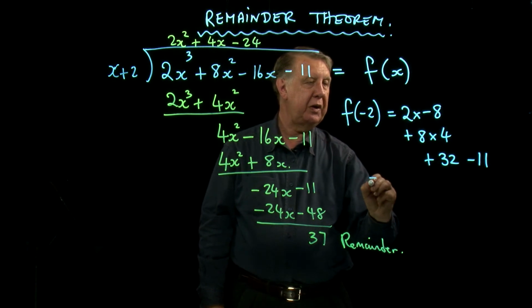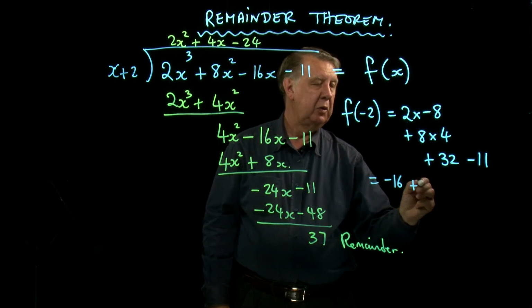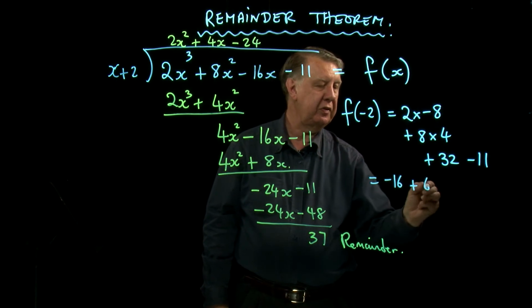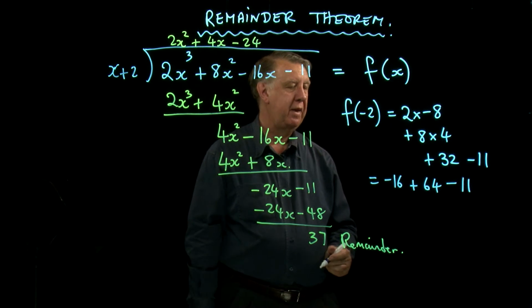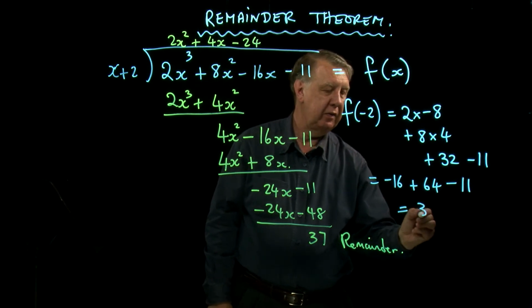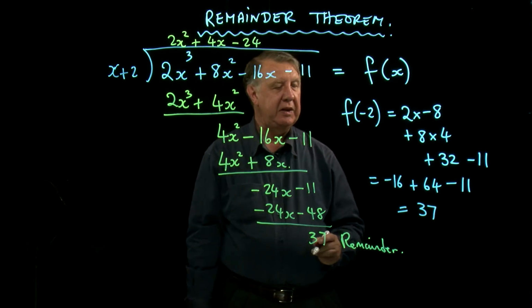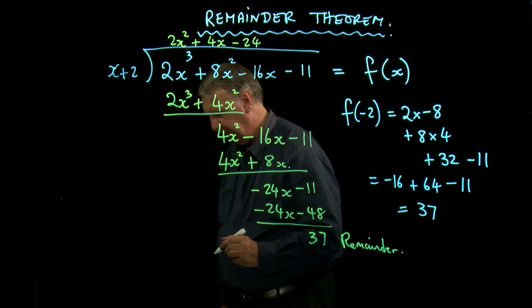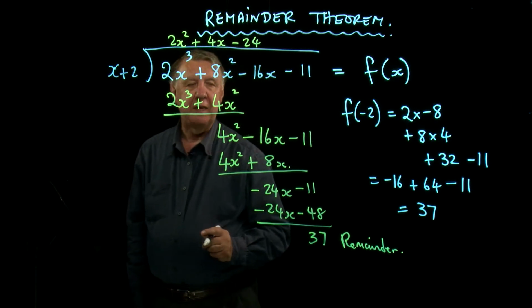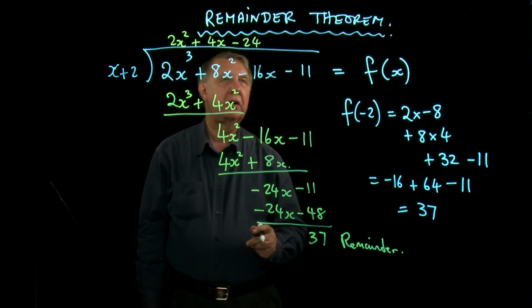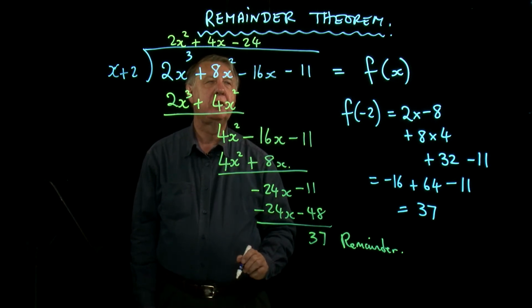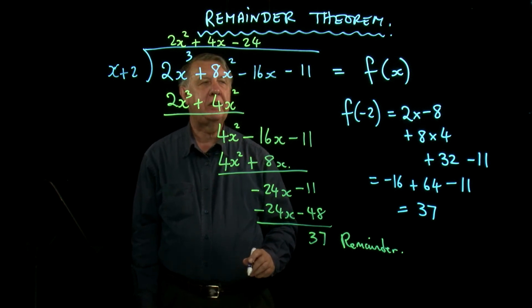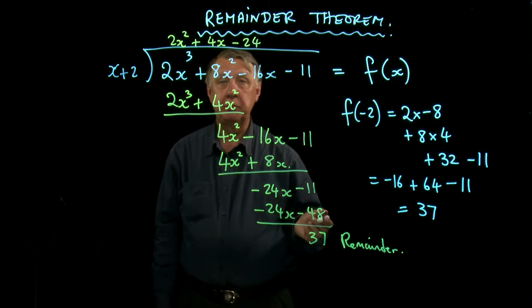which is minus 16 plus 32, and 32 is 64. Take away 11, and yippee, it comes to 37. So that's good, isn't it? Because it saves me all of this division process, and so I can state the remainder theorem.